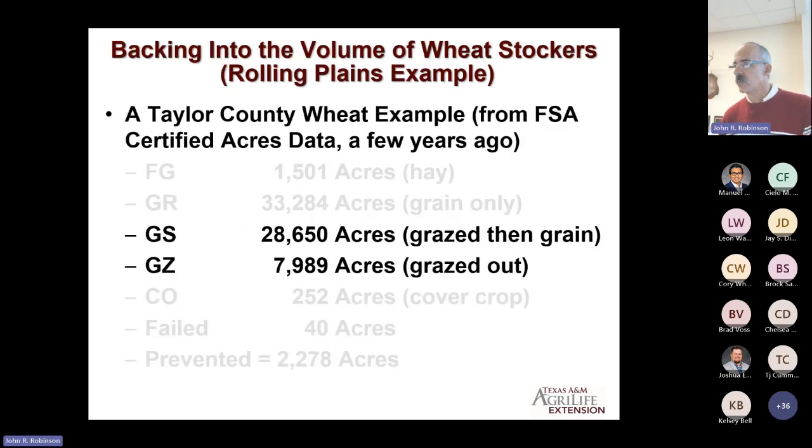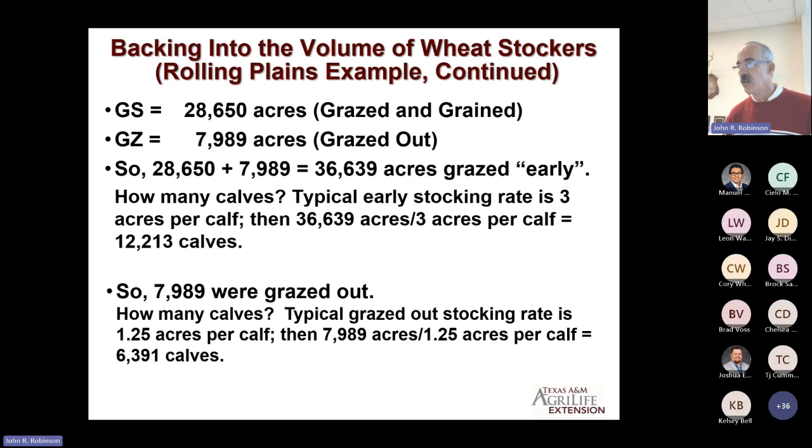I'm going to skip over this, but real fast, if you're in the rolling plains and you're trying to get a handle on stockers and it's not a drought, you can go back to that certified acres data, which breaks out the forages. It breaks out the wheat by what's grazed. It'll report acres grazed, grazed and then pulled off and grown for wheat, and grazed out. Those two numbers right there give you a number that there's calves on it probably.